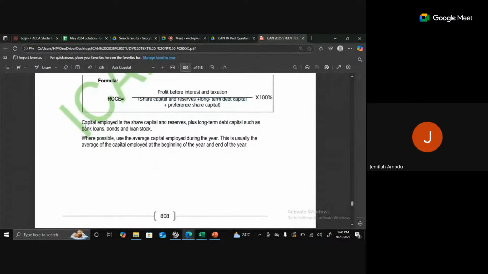So capital employed is the share capital and reserve plus long-term debt capital such as bank loan. Those are the things that make up your capital; we are talking about the equity part of your SFP, right? They say where possible, use the average capital employed during the year, usually the average of the capital employed at the beginning and at the end. You can either add all these things together or use the average, whichever is easier for you. Just do it so that you do not confuse yourself.